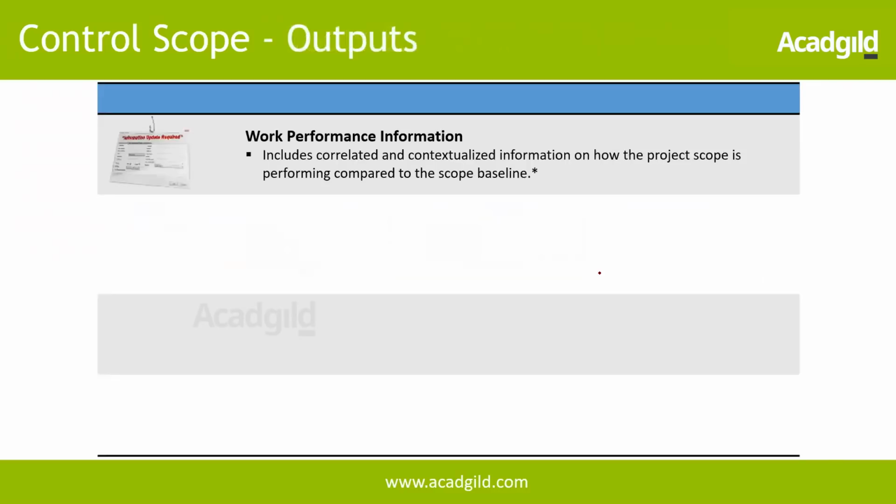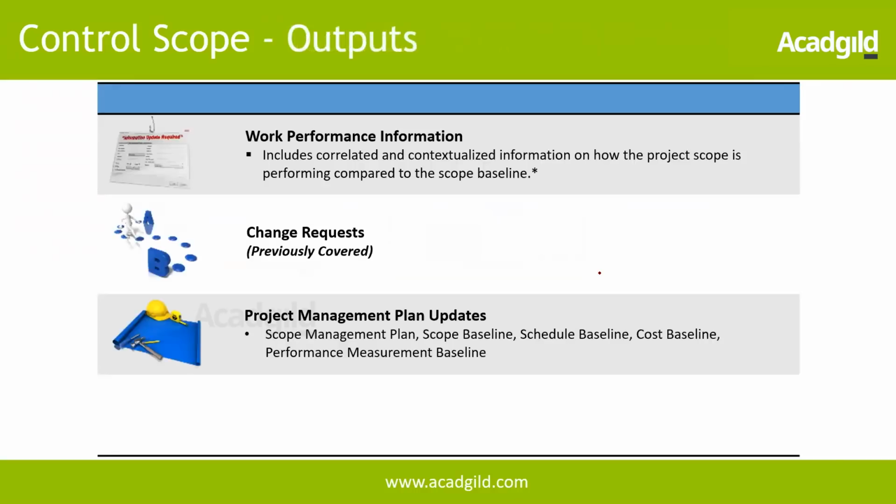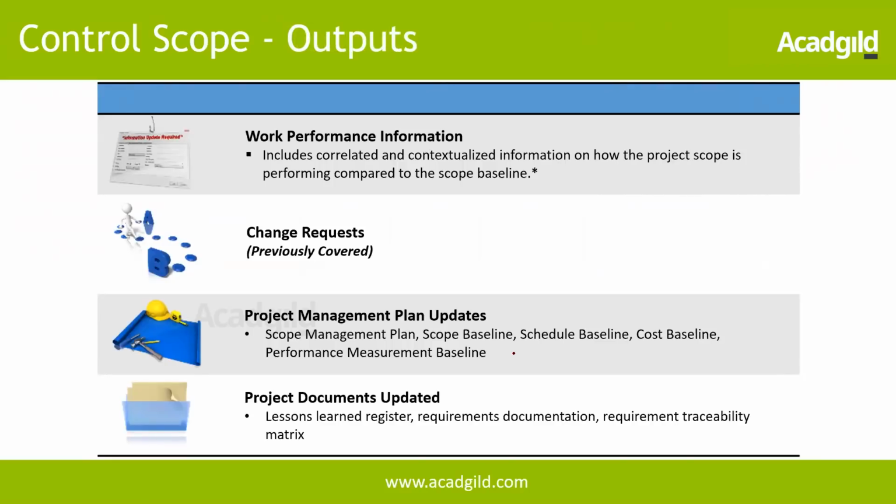And the output is going to be the work performance information, talking about what exactly the variance is all about, and the change requests. Project management plan updates, so any of the documents which were part of the input may get updated during the course. And then project document updates, any other documents like the requirements document. RTM generally gets updated because we are tracking each and every requirement. And the lessons learned register, because any challenges or best practices that we have put in will be documented here. So that concludes control scope.